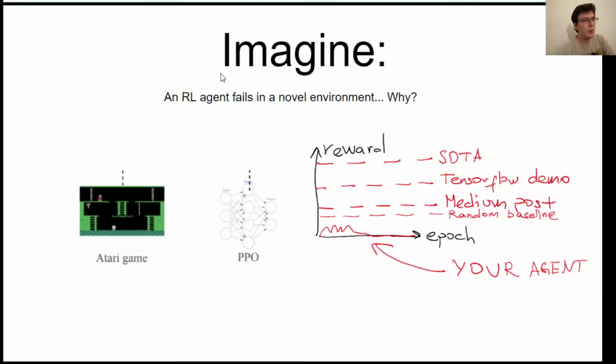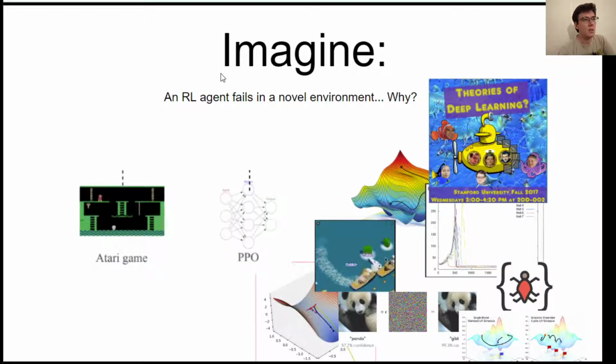So imagine you want to train a fancy reinforcement learning agent, such as PPO, on an Atari game such as Montezuma's Revenge, and it fails. Why? What can be a reason? There are multitudes of things that can go wrong, from wrong hyperparameters to bugs, adversarial policies, non-convexity, bad reward choices, peculiarities of neural networks, too complex environments, wrong optimizers, catastrophic forgetting, and many others.